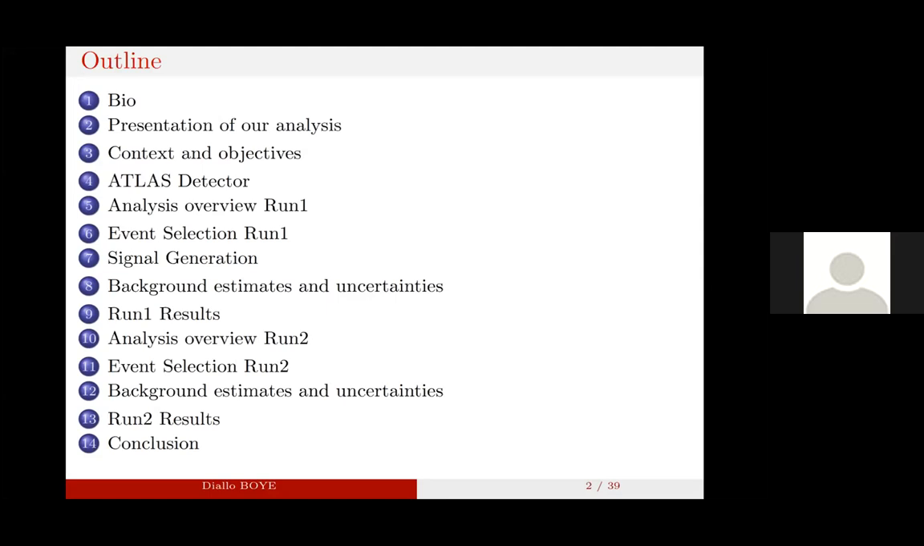Then the analysis overview in Run 1, the event selection in Run 1, the signal generation, the background estimates and uncertainties, and the result we got in Run 1. Then I will move to Run 2, where I will also talk about the analysis overview, the event selection, the background estimates and uncertainties, and then the result we also got in Run 2 before concluding.